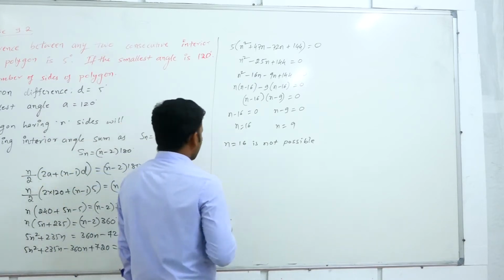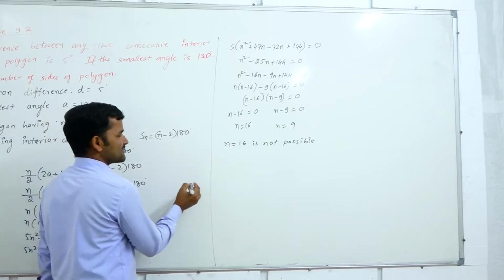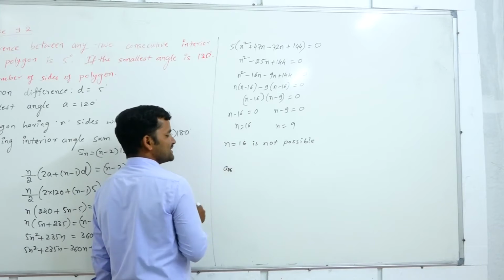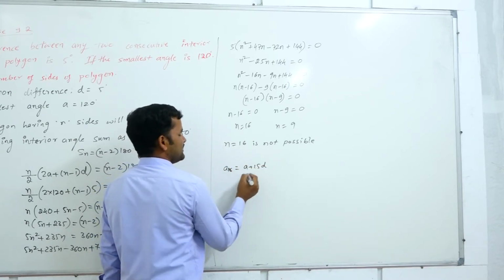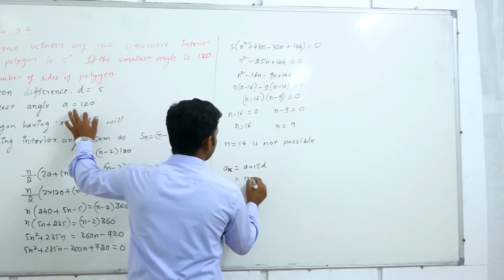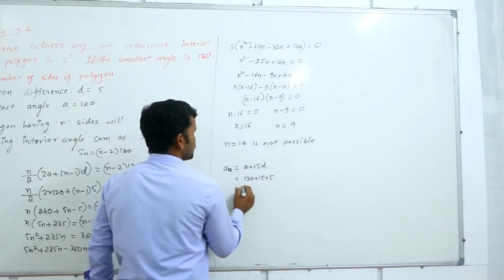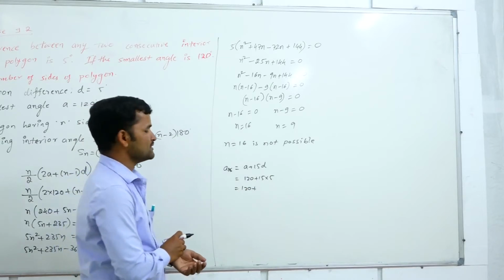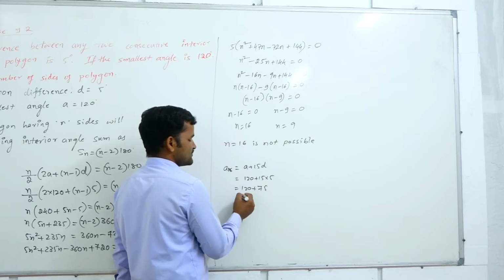just what you do in a rough work, you find out the nth term, means you find out the 16th term. A16 is a plus 15d. A means it is given 120 degree plus 15 into common difference is 5. 120 plus 15 into 5. 15 5s are 75. 120 plus 75. How much are we getting?